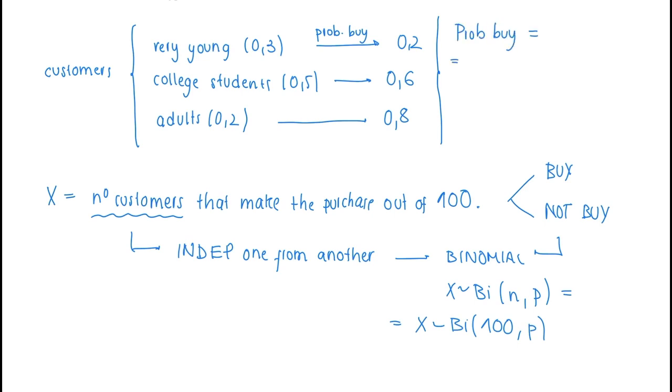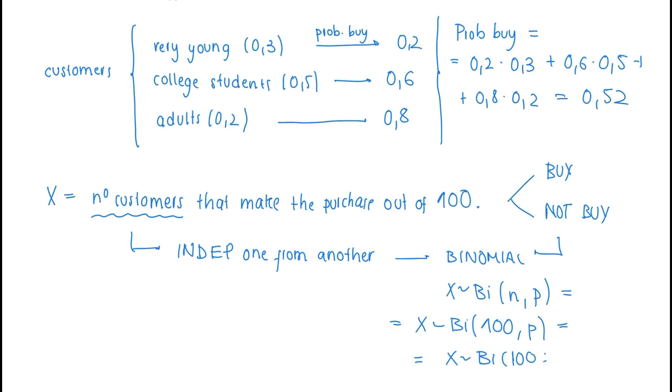In order to calculate this probability, we need to multiply the probability of a customer belonging to each group by the probability of buying. By doing this, we obtain 0.52.